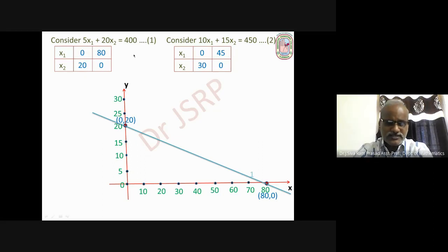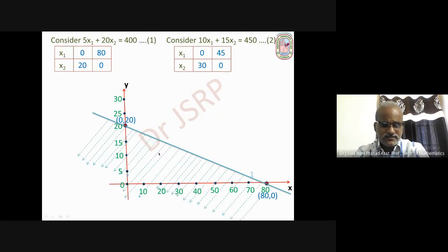So the first constraint is a less than or equal type. Substitute the origin in the left side of the inequality: x1 = 0, x2 = 0, that is 0 plus 0, 0. Clearly 0 is less than 400. That means the origin satisfies the inequality. So for the first constraint, the region is towards the origin, that is this side. All these points satisfy the first inequality. This is the region for the first inequality.